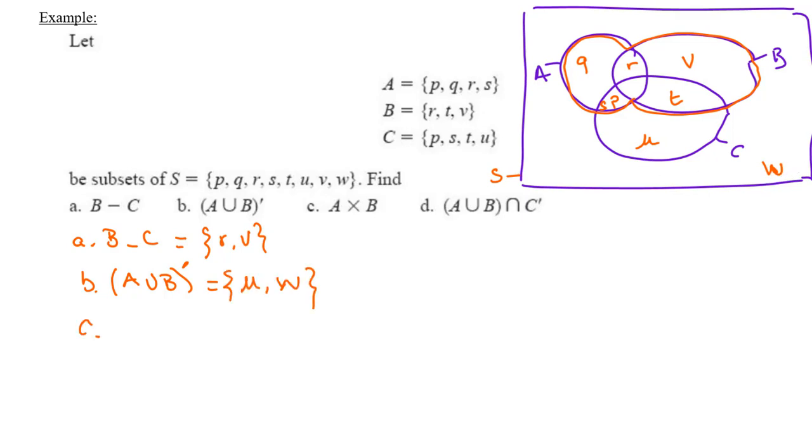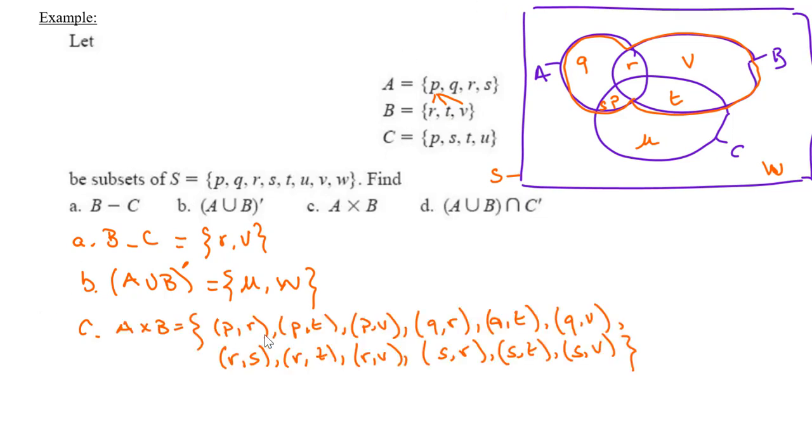Now what would be the cross product of A, B? That means PR, PT, PV, and so on. So here is the cross product. Again, A cross product B is PR, PT, PV, QR, QT, QV, RS, RT, RV, and SR, ST, SV. As we see, the cardinality of A cross B is 4 times 3, because there are 4 elements in A and 3 elements in B. So 4 times 3 is 12, so that's why we see 12 in here.